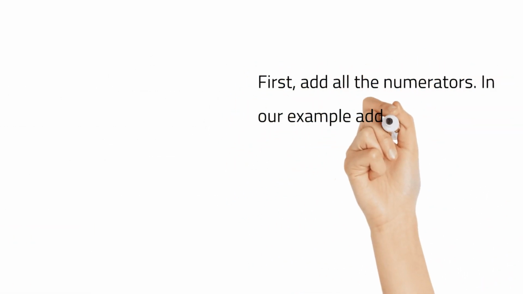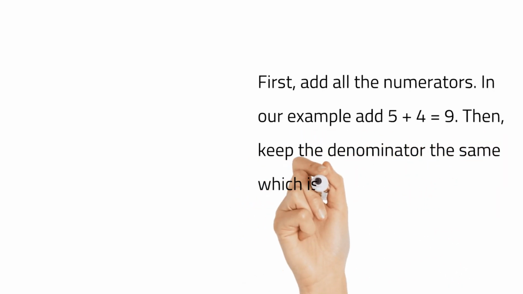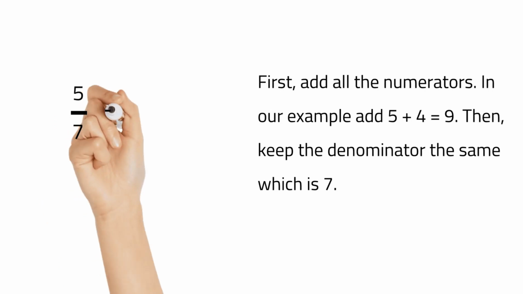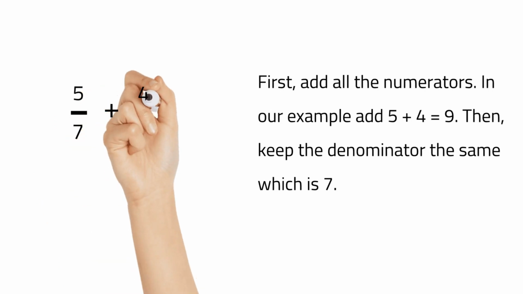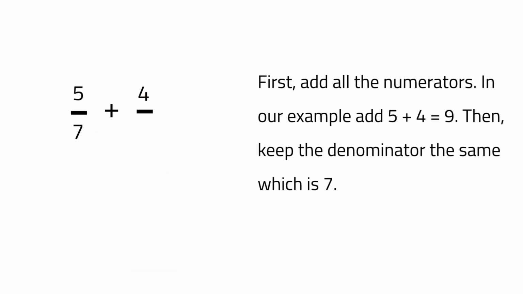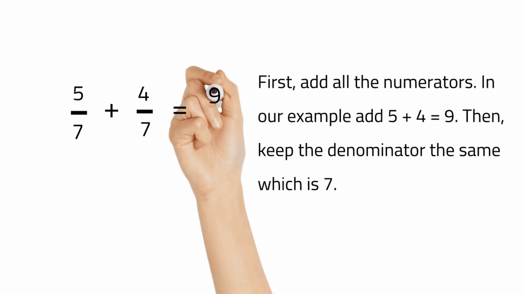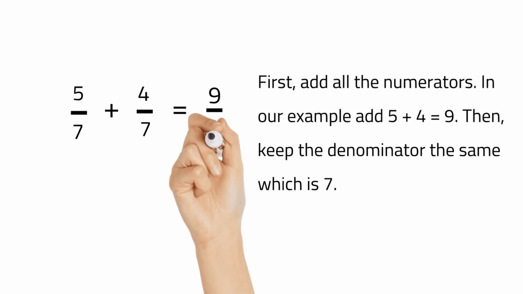First, add all the numerators. In our example, add 5 plus 4, which equals 9. Then keep the denominator the same, which is 7. And our answer is, drumroll please, 9 over 7. It's an improper fraction.